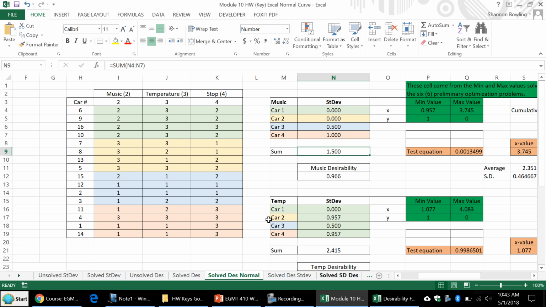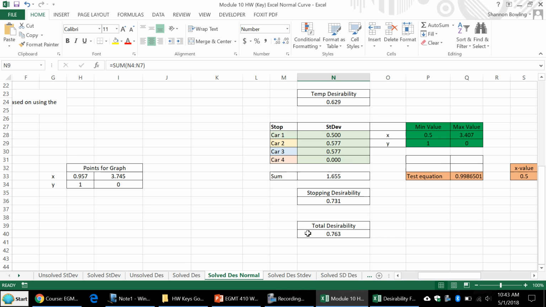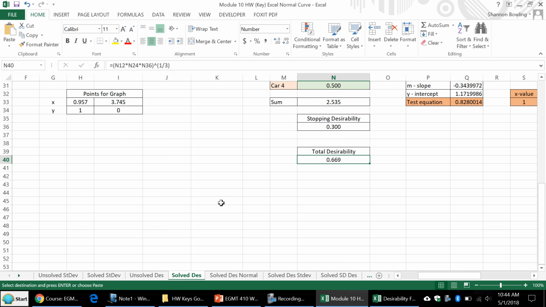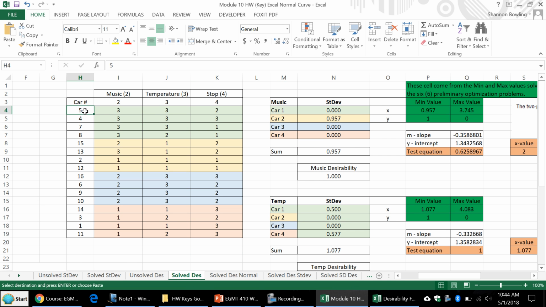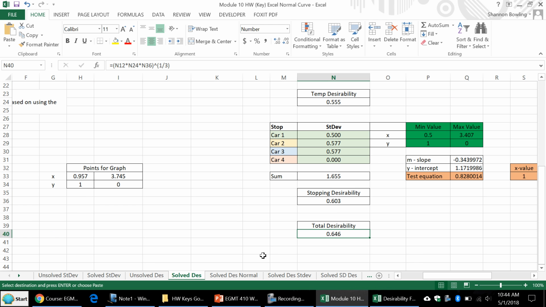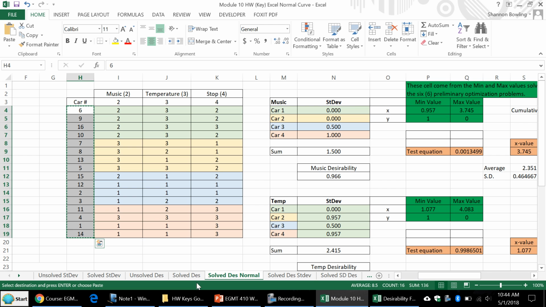So I'm going to show you an example of where I solved this using my normal distribution. The answer that I got when I solved it using desirability was 0.669, okay? When I used the normal approach, I get 0.763. But look, this is what's interesting. When I compare these two answers, remember this value, this is 0.669, and I paste this value in, it's very close, okay? And vice versa.